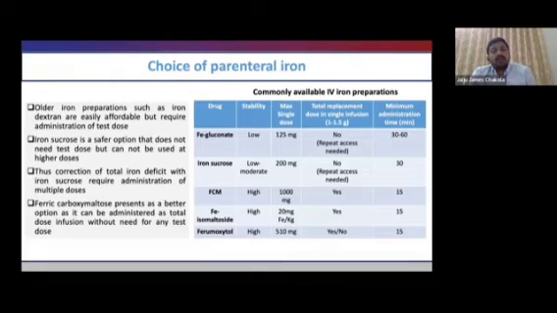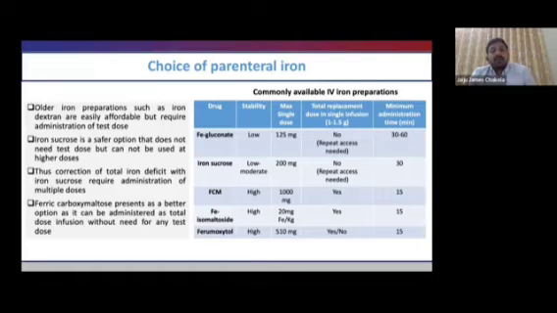Maximum single dosage of ferric carboxymaltose is 1000 milligram. Total replacement can be done in a single dose, and the minimum administration time, if it is by infusion, is 15 minutes, or it can be administered as a direct injection also, which can be given over 2 to 5 minutes.